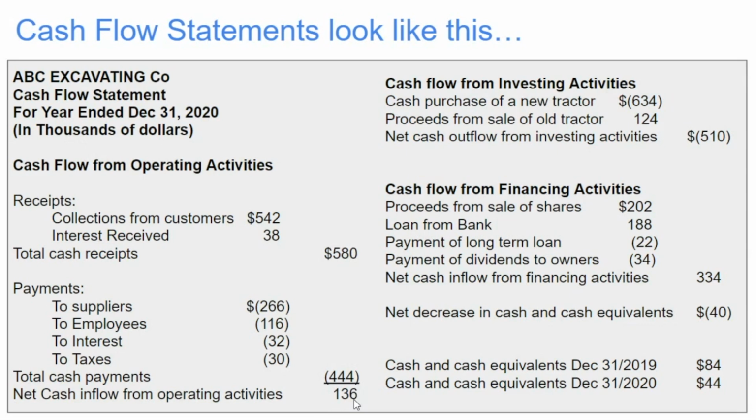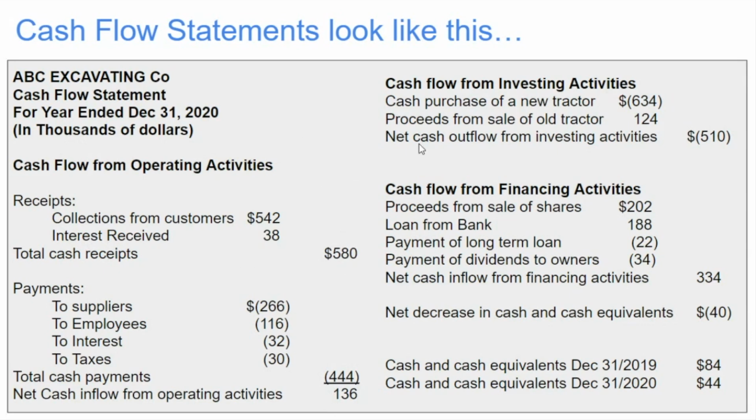$136,000 came in from operations. So if we thought about our operations and said, this is the core business, this is what we do, is that good? Yeah, that's good because our business actually generated more than went out. So we're $136,000 to the good. That's a good indicator that things are healthy. Okay, so that's from operating activities.